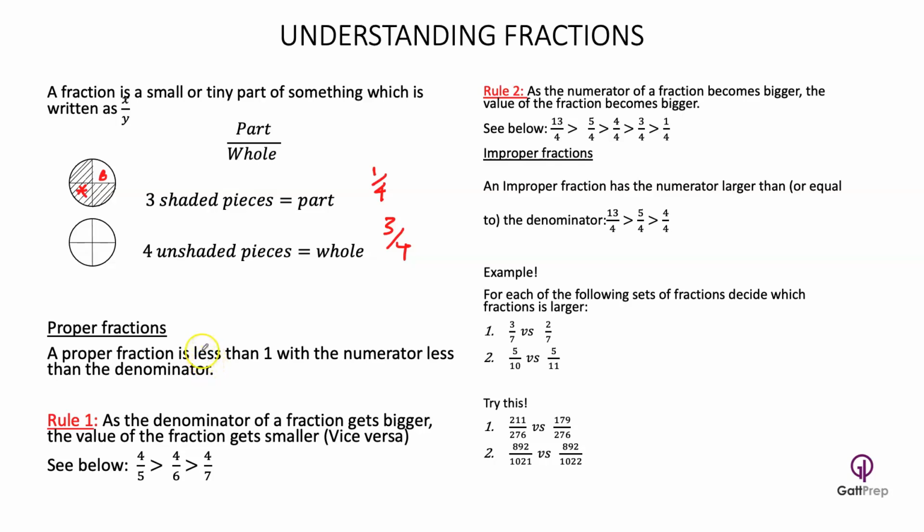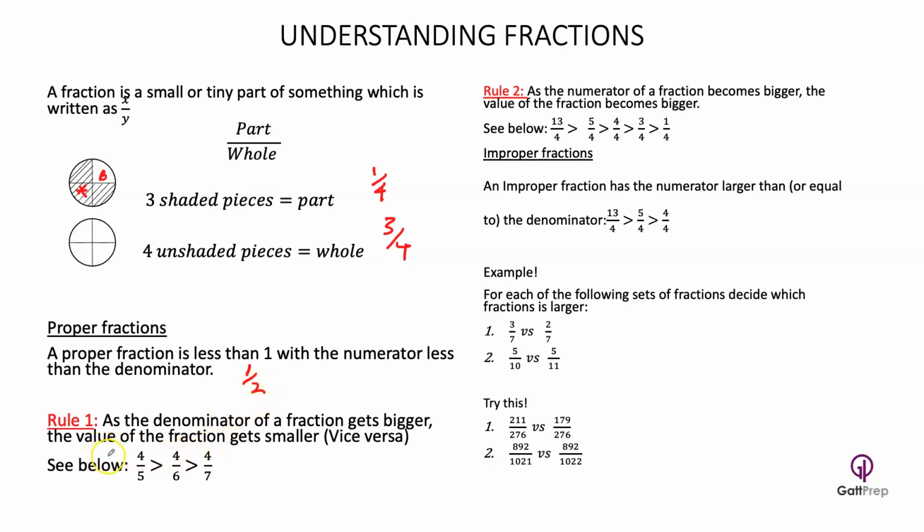Let us turn our attention to proper fractions. A proper fraction is less than 1. Okay, a fraction which is less than 1, with the numerator less than the denominator. So you have a half being a proper fraction, because if you examine the numerator, it is less than the denominator.